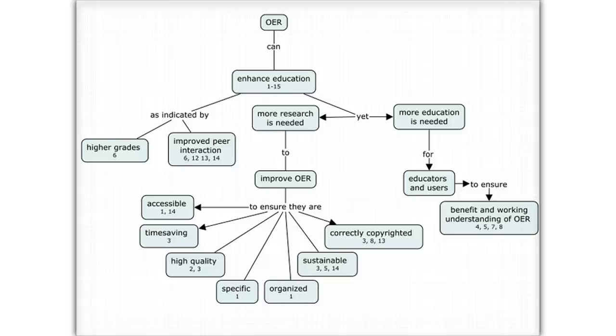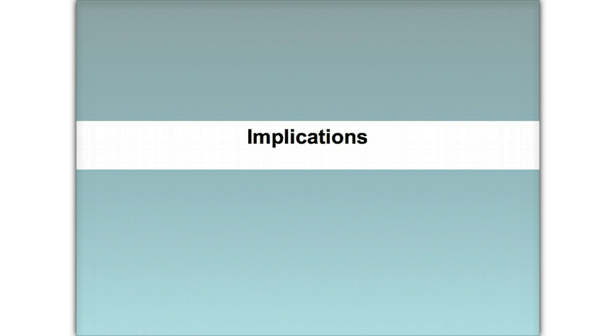It is also concluded from these studies that more research is needed to improve OER to make them accessible, time-saving, of high quality, easily found, specific, organized, attractive, affordable, sustainable, and correctly copyrighted. As well, more resources need to be provided to ensure all educators understand the benefits and workings of high-quality OER. Implications.